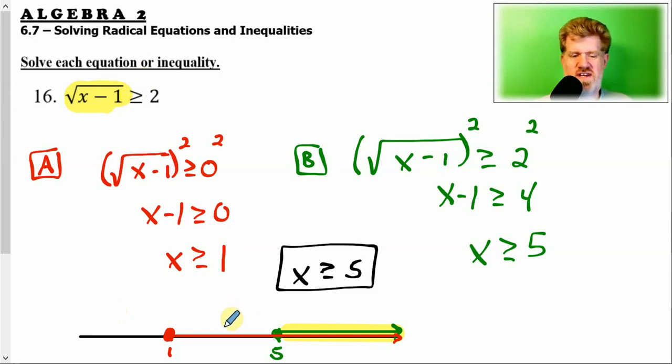Or we'll try 3. It doesn't really matter. We'll try 3. 3 minus 1 is 2. The square root of 2 is about 1.4. Is 1.4 greater than 2? No, it's not.